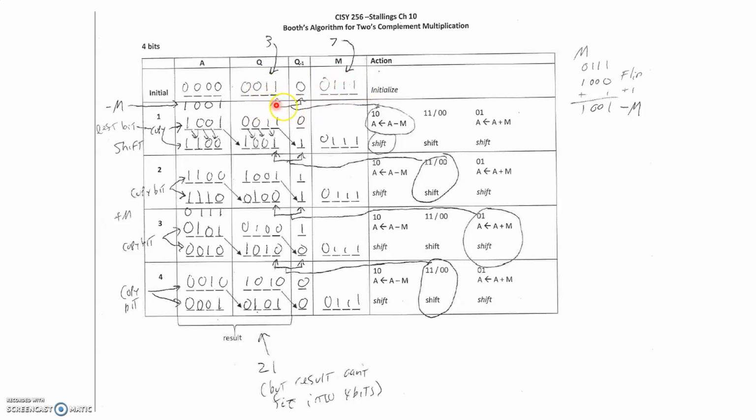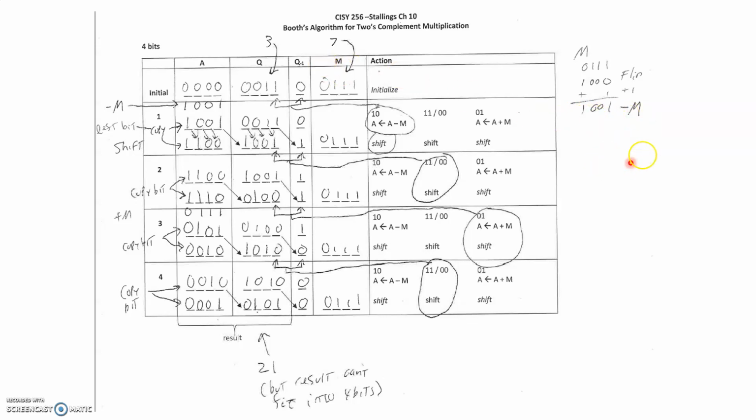Then we look at these 2 bits, 1 and 0, and 1, 0 says the first thing we do is subtract M. Instead of subtracting M, we can add a negative M. If this is M, 0, 1, 1, 1, to come up with the complement, we flip the bits: 1, 0, 0, 0. Add 1 and we get 1, 0, 0, 1. That is the 2's complement of 7, so that's basically negative 7.